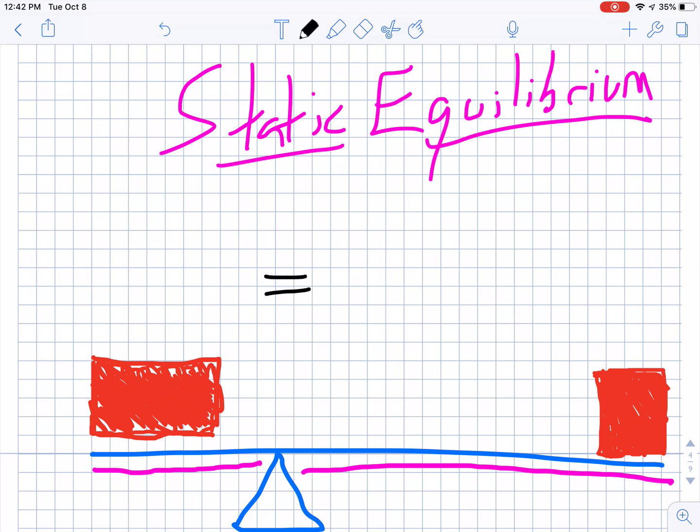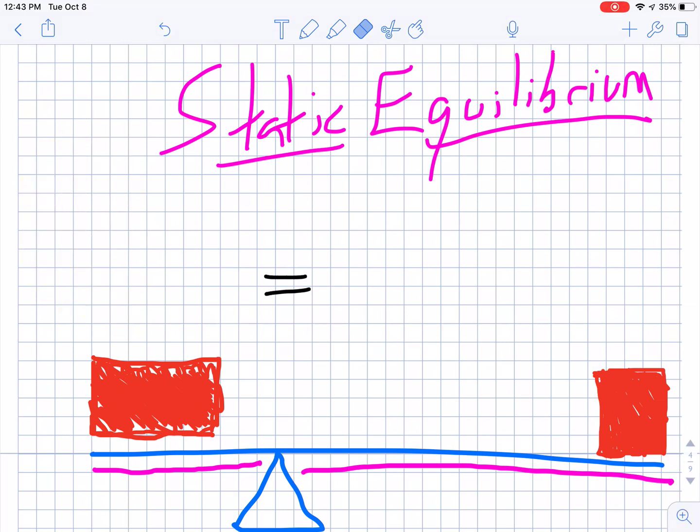I think we can. So we have a force that's basically going down, right? And those are the red masses on each side. And then they are a certain distance from the fulcrum, and that's what we call moment. Moment's a fancy word for rotation, and we'll talk about that more later. But what I care about is this right here. We have a force and a distance.